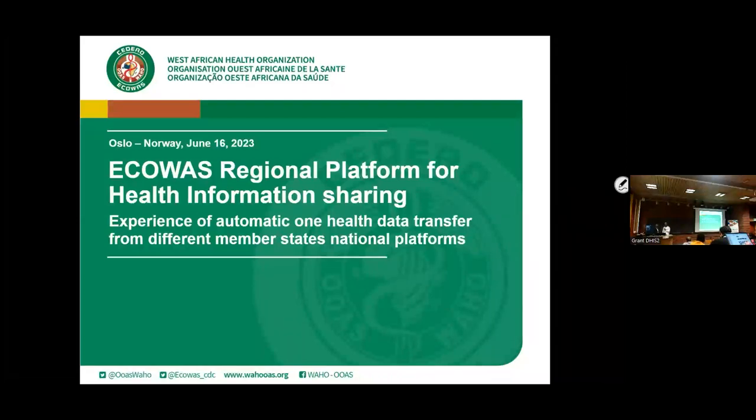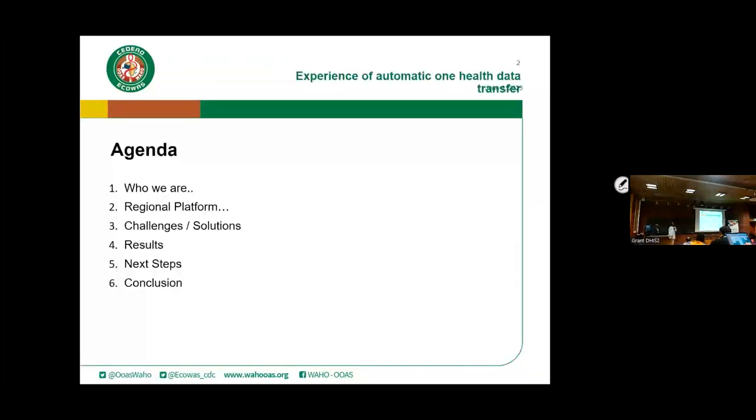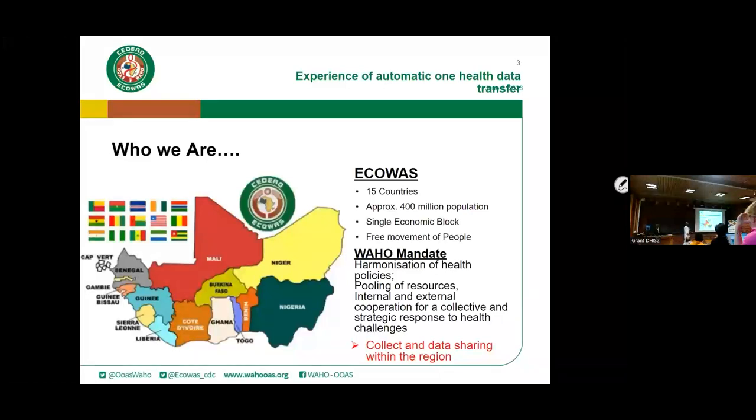Okay, thank you, Tome. So Tome just described who we are. In summary, this is the outline of our presentation. ECOWAS is 15 countries, approximately 400 million people, a single economic block, and we have free movement of people. So an epidemic happening in one country is usually not limited, as Tome said, from my experience with Ebola. It quickly spread across 4 to 5 countries.